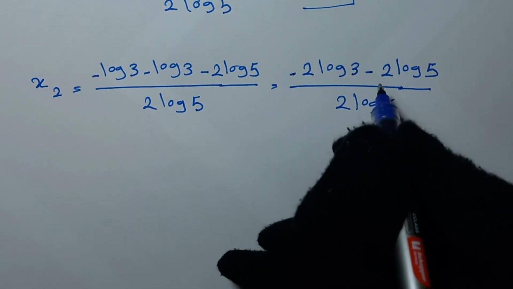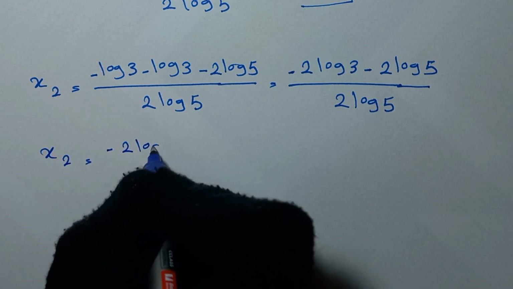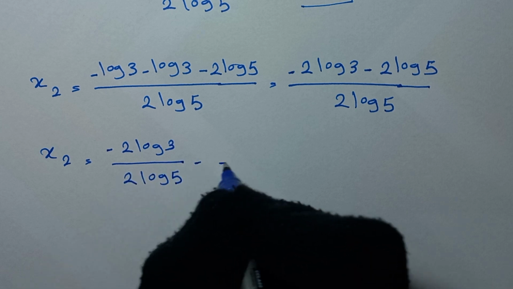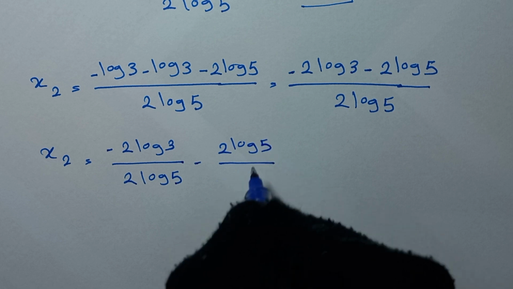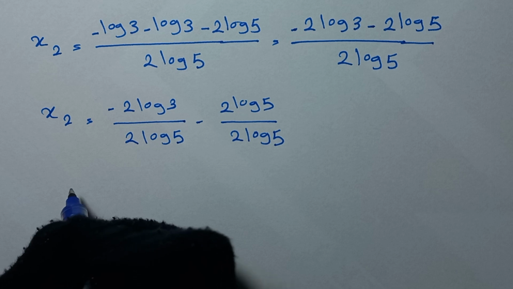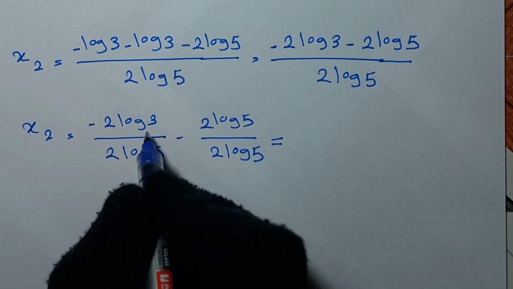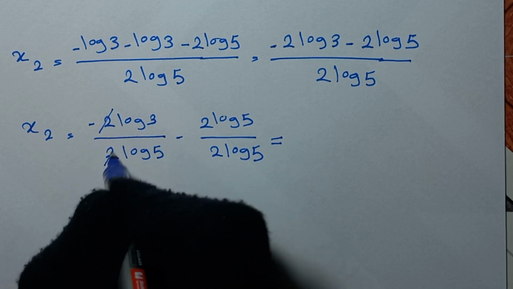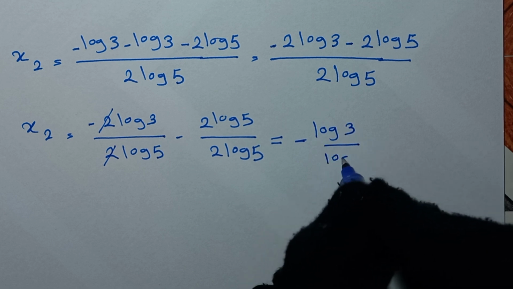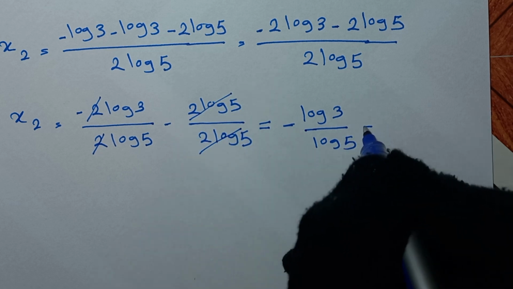And in next step, we separate this fraction and it will be x2 is equals to negative 2 log 3 over 2 log 5 and minus 2 log 5 over 2 log 5. So in here, x2 is equals to negative 2 log 3. In here, this 2 will cancel that, it will be negative log 3 over log 5, right? And 2 log 5 will cancel this and it will be negative 1.